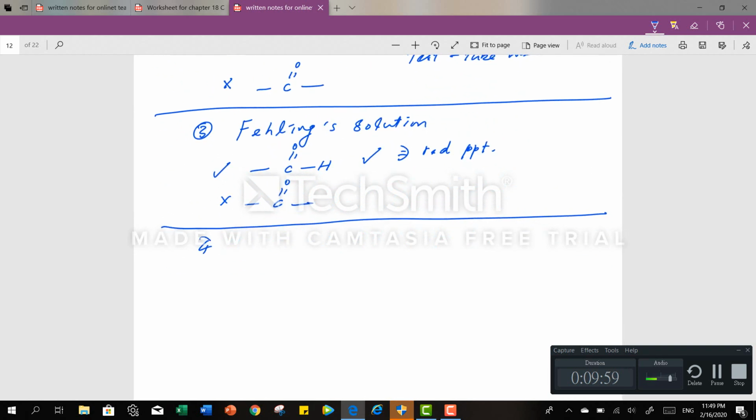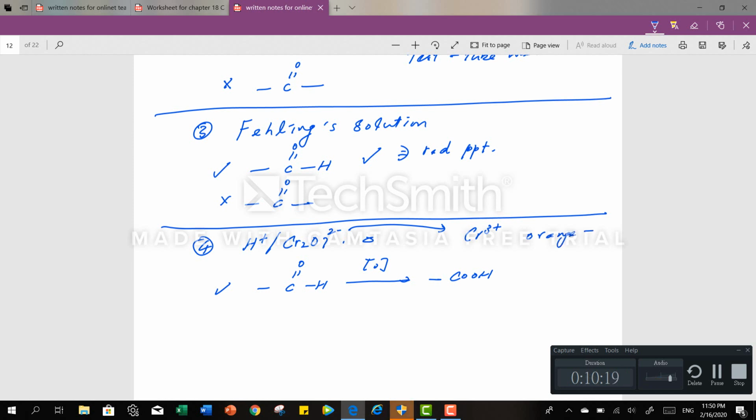And the fourth one, we know that we can use acidified dichromate with some heating. For aldehyde, you learned it already. It can be oxidized to carboxylic acid. At the same time, the dichromate will be reduced to chromium(III) ion. So you can see the color will change from orange to green. But for ketone, there is no reaction because ketone is resistant to oxidation.